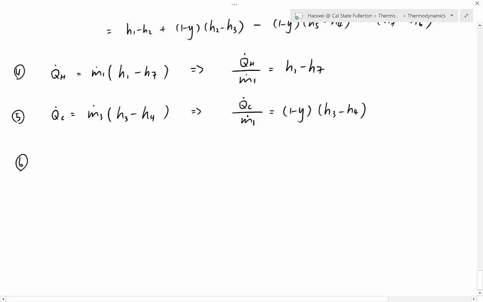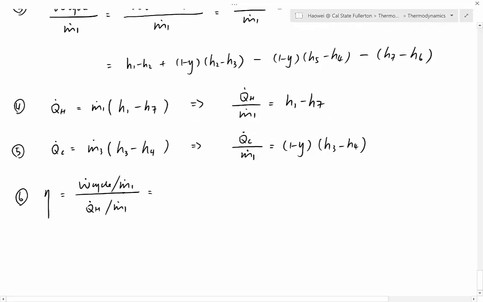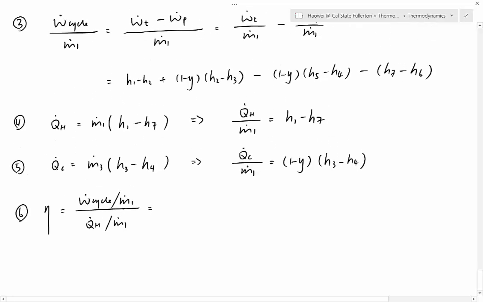And then finally efficiency. How do you look for efficiency? Efficiency is equal to W dot cycle, what you get, divided by what you pay. What do we pay? Q dot H. And then we divide both terms by mass flow rate m dot 1. So now, do we have the expression for both of them? W dot cycle over m dot 1 comes from part 3. Q dot H over m dot 1 comes from part 4. So you just combine them together.